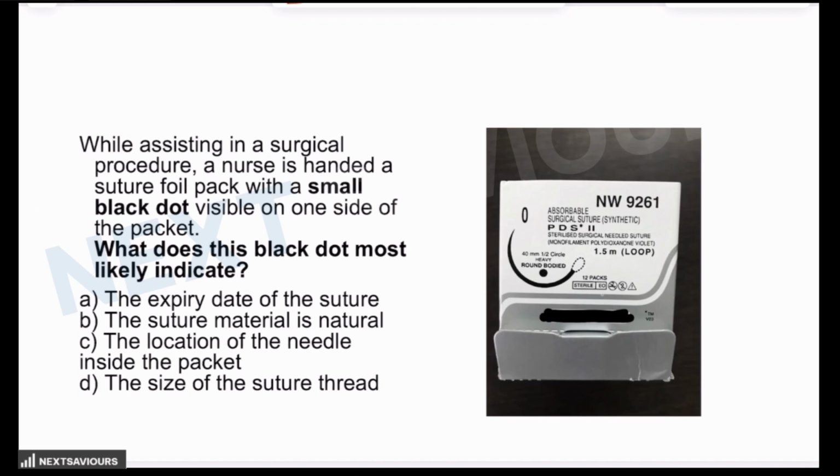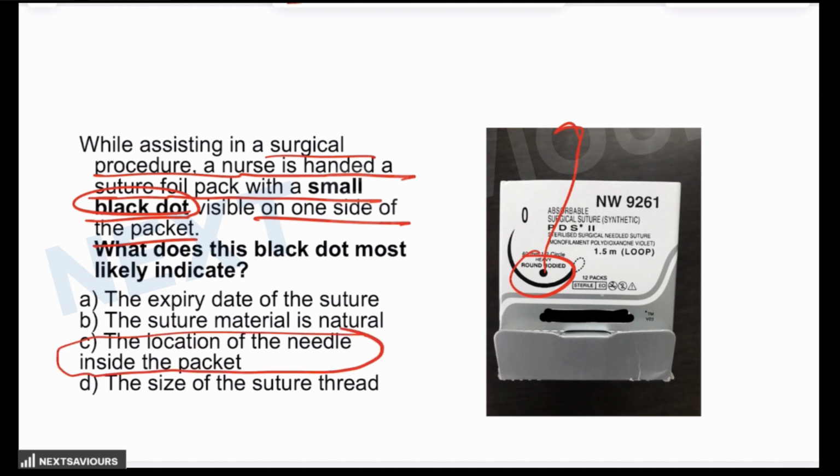And finally, another question is: while assisting a surgical procedure, a nurse is handed a suture foil pack with a small black dot visible on one side of this packet. What is it indicative of? We have already talked about this: it is indicative of the needle position. This black dot identifies the position in which the needle is placed so that it ensures proper and safe opening. So always open the pack from the side opposite the black dot in order to avoid accidental needle stick injury.